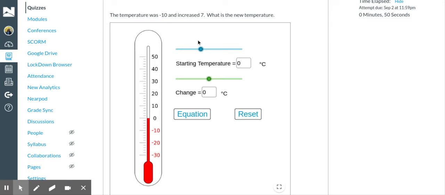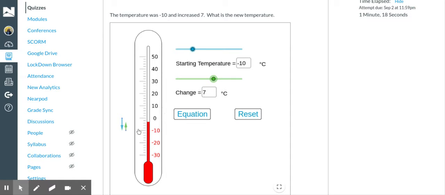So if I start at -10, the first thing you do is you take the blue line, which will control the starting temperature. We want to move it down to -10. So we're going to go down to -10. If you have a hard time moving it, you can use your left and right buttons on your computer keyboard to move it 1 degree at a time. And then to increase it, I'm going to increase it by 7. I'm going to count 1, 2, 3, 4, 5, 6, 7.